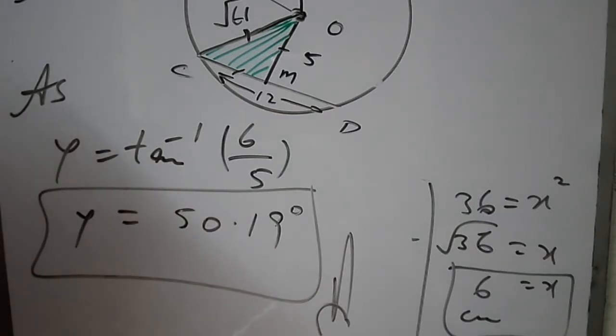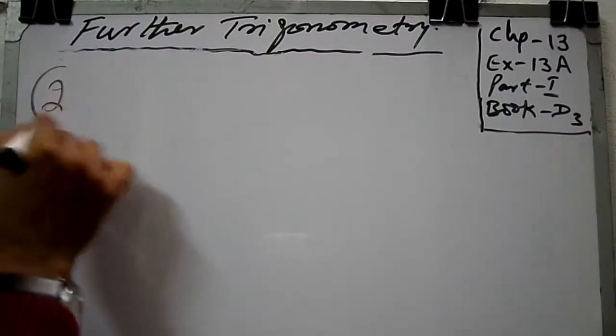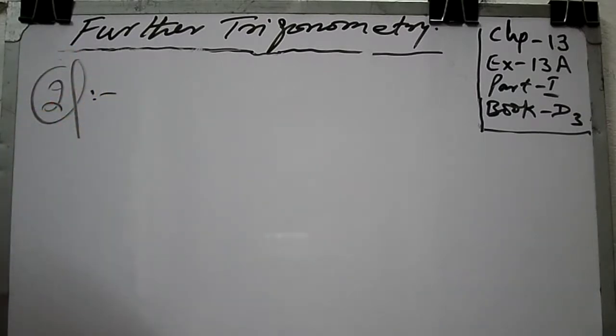Now coming to question number 2. In question number 2, AB is a chord of a circle, center O, with radius 17 cm. If AB is equal to 16 cm, find the distance of O from AB. When you solve question number 2, first of all, you have to draw the diagram from your textbook, then you will be able to solve accordingly. So, in question number 2, first of all, we have to draw the diagram, that is.